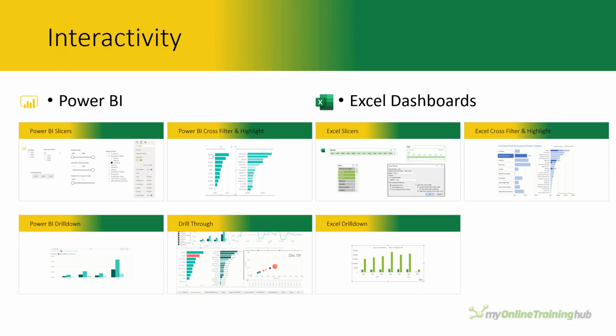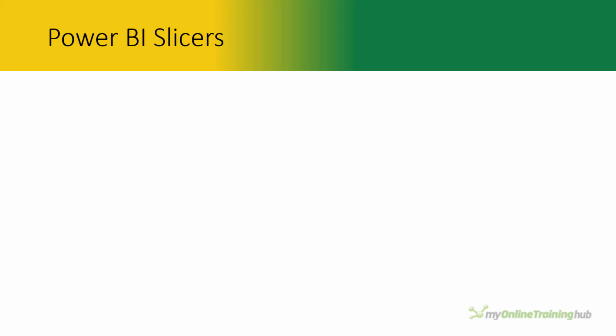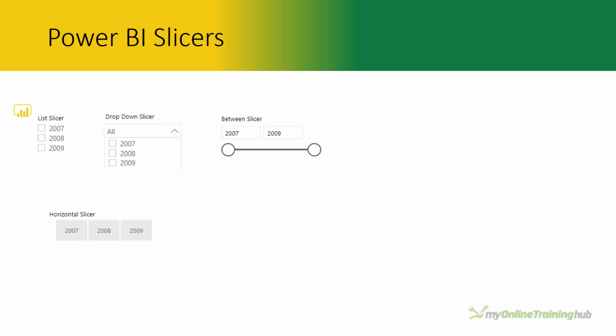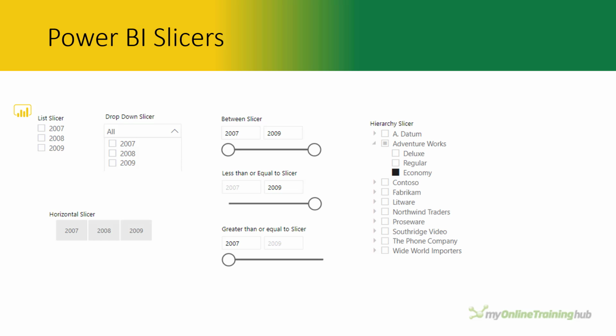The first area where Power BI shines above Excel is the interactivity available, and the customization options available in Power BI are vast compared to Excel. Let's take a look. In Power BI, we can format slicers to display as a list or a dropdown, or buttons like we have in Excel. And for date slicers like this one, we have between, less than or equal to, and greater than or equal to. You can also nest fields and show them in a hierarchy.